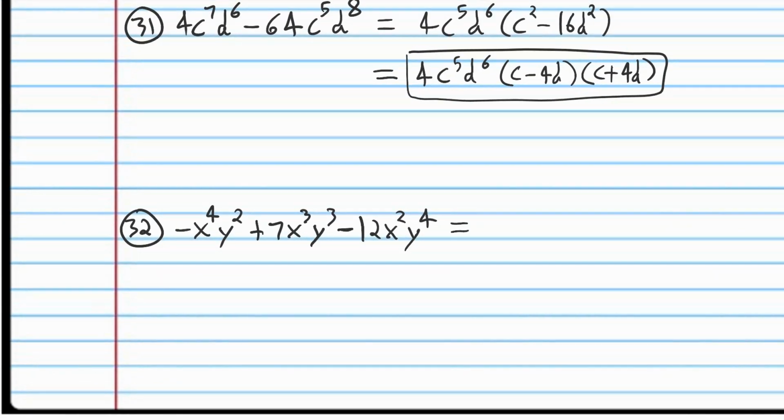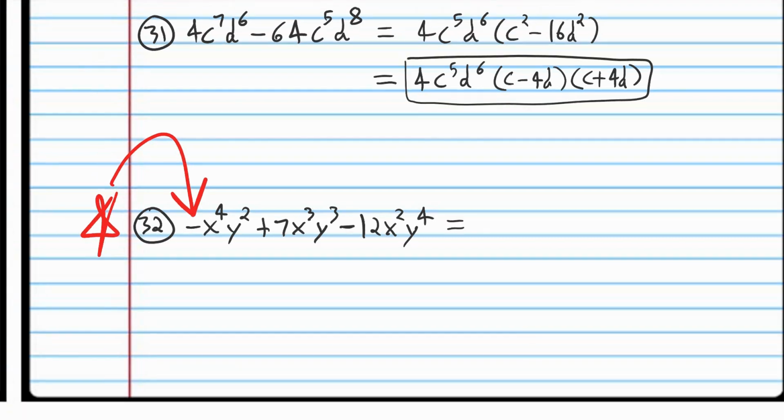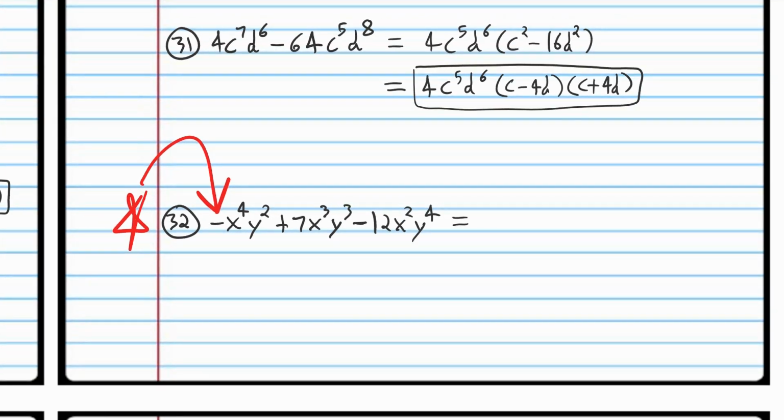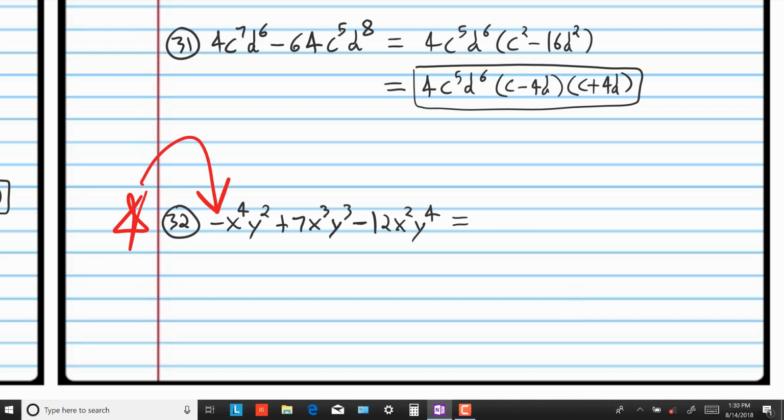All right, for number 32, remember we're going to have to factor out that negative because we have a negative on the first term. We don't want a negative on the first term, so try number 32. When you come back, we'll do it together. All right, we're back.